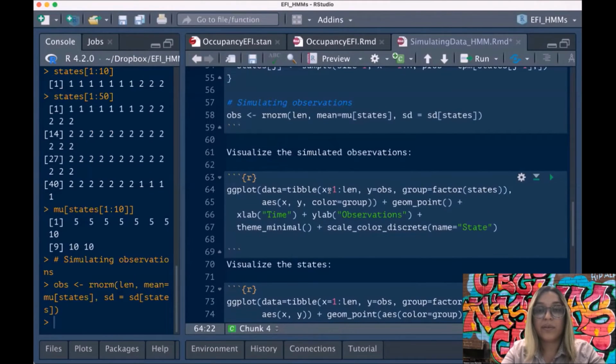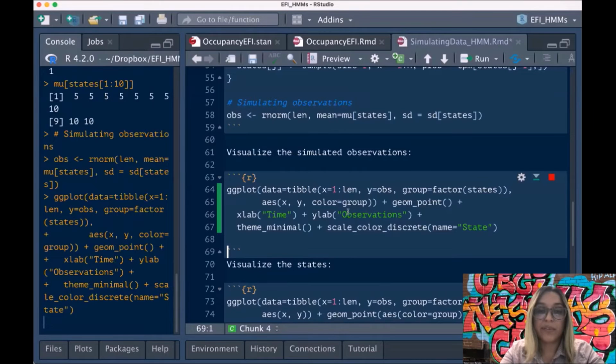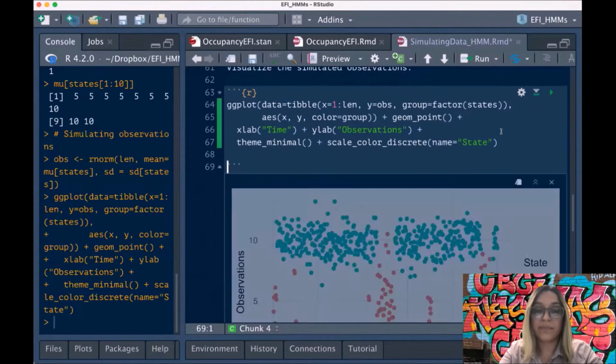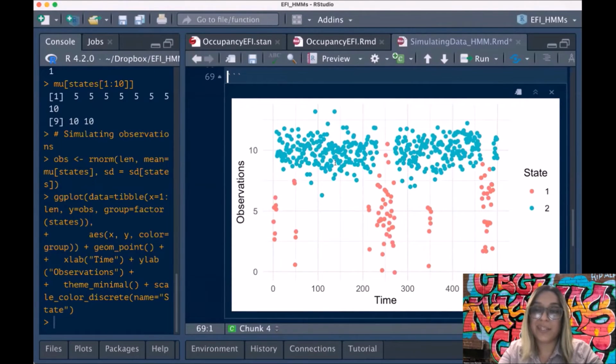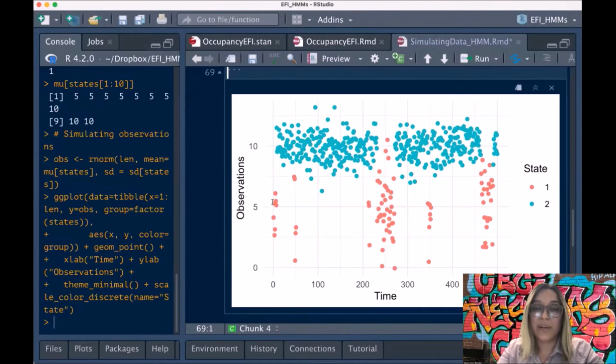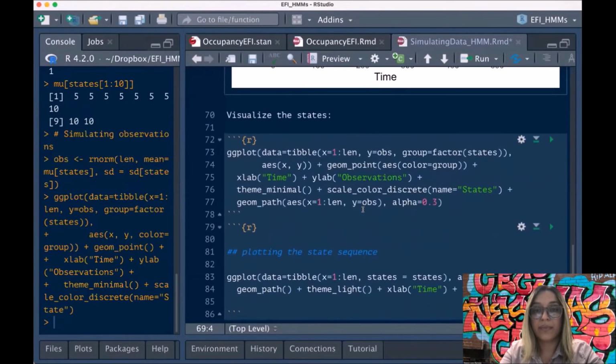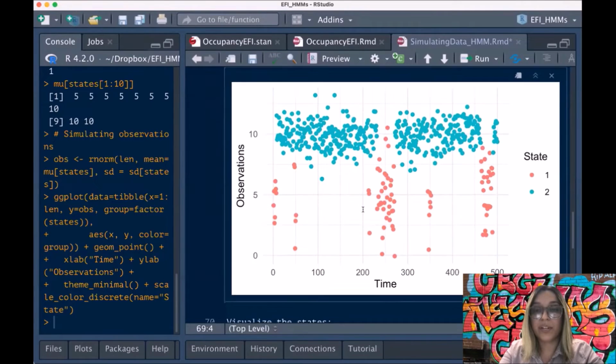Okay. So you can visualize the simulated observations. Right, so we have the peach and the blue observations, where we see that the first few observations are generated according to state 1. And then we have a lot of blue. There are some switches back and forth, right? But recall that our persistence, once we're in state 2, to remain in state 2 is 0.99. So that means we're going to have a lot of observations according to state 2 in a row. This is what our data is going to look like.